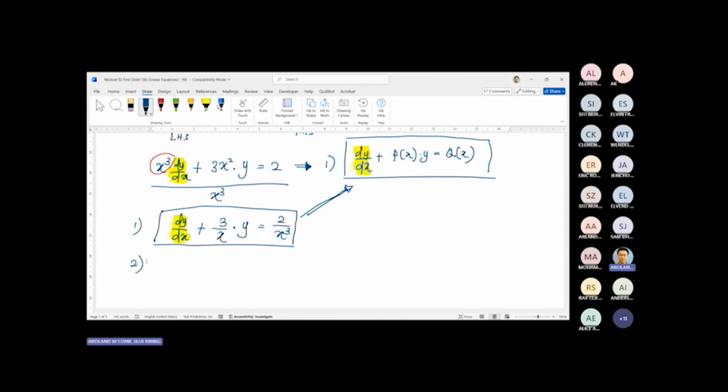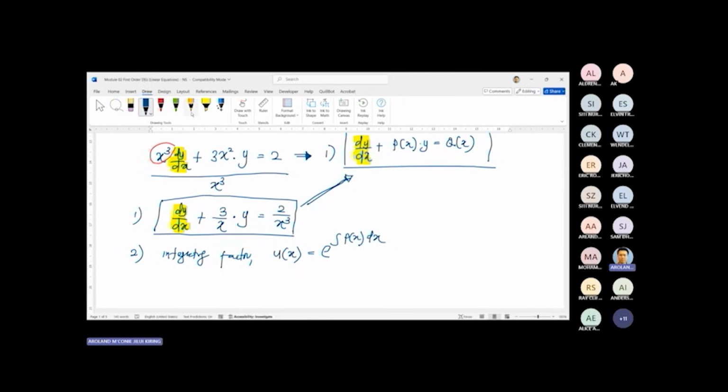The second step requires you to calculate the integrating factor. The variable for the integrating factor is u. This variable represents the integrating factor, and it is equal to e to the power of the integral of P(x) dx. You need to remember this. So what is your P(x) here? Your P(x) is 3 over x.